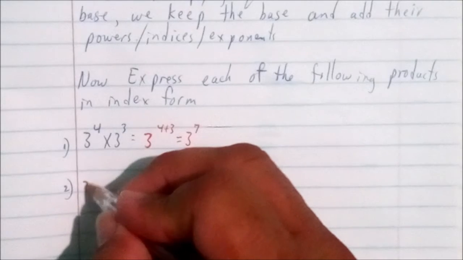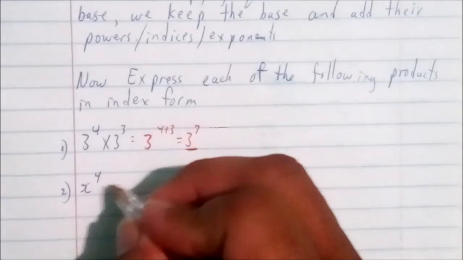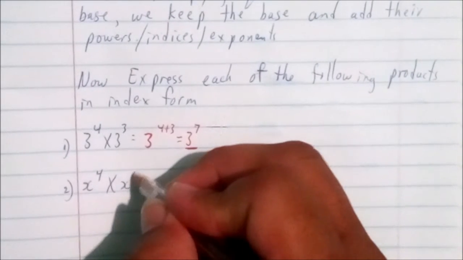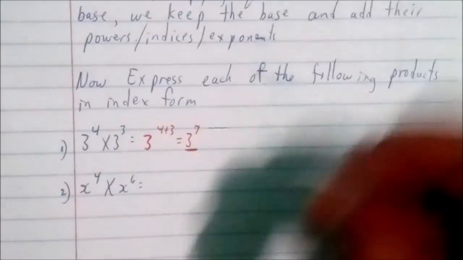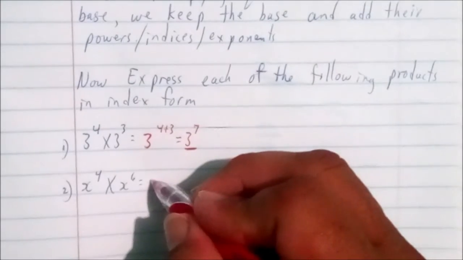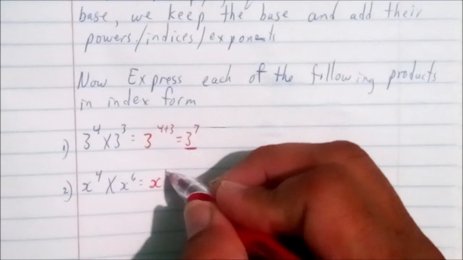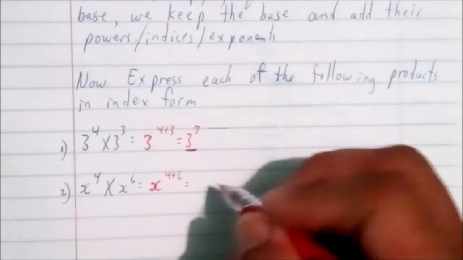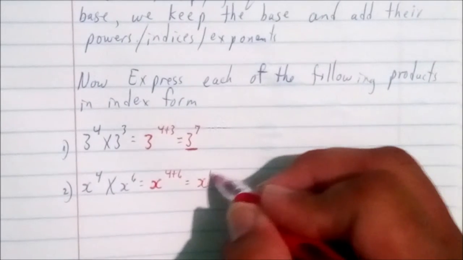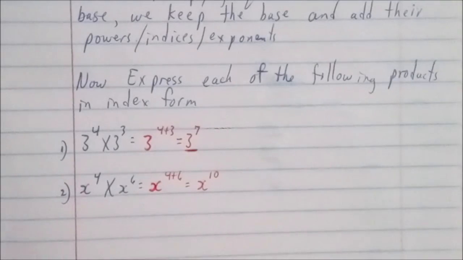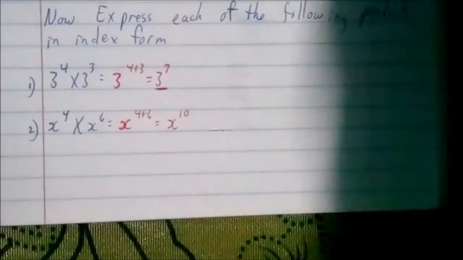We have x to the 4th times x to the 6th. Well, the rule says we keep the base, which is x, and we add their powers because this is multiplication: x to the 10th. Easy as that. Let's go with the next one.